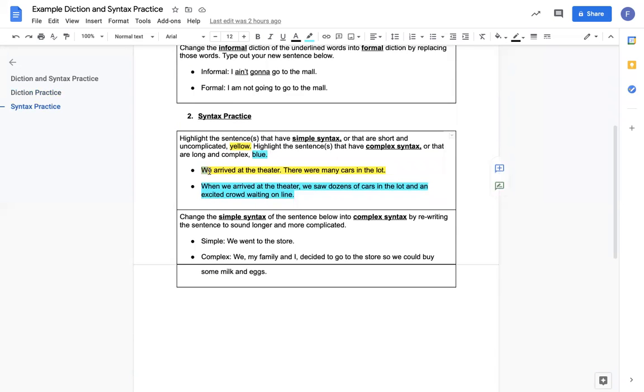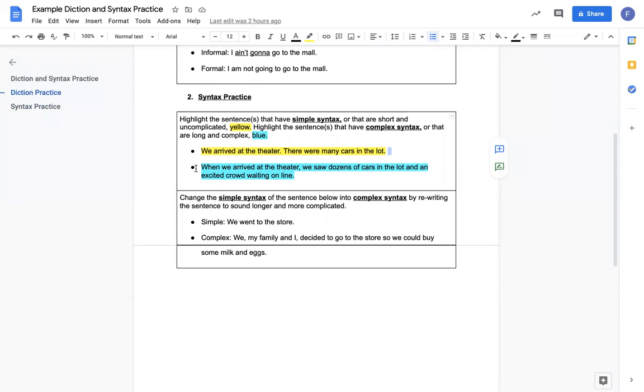Your first example was this one. We arrived at the theater. There were many cars in the lot. So this should sound very short to you, to the point. The sentences aren't very long, so this would be yellow. This is simple syntax. The second example is different though. When we arrived at the theater, we saw dozens of cars in the lot and an excited crowd waiting online. So this is a much longer sentence. It's got a couple different phrases in it. So this is a sentence with complex syntax. It's got a little bit more going on than the first one does.